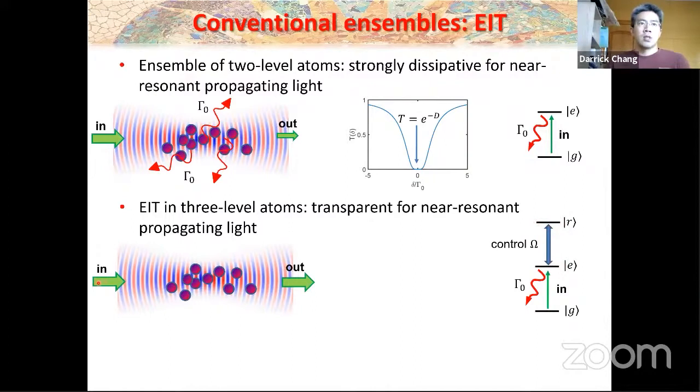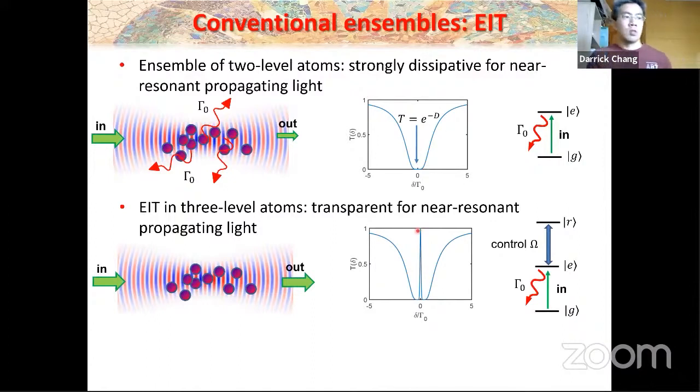So the idea now is that if I send in a near resonant photon, which interacts with this G to E transition, then this strong control field can again siphon away population from this scattering state E into this long-lived state R. And so once I suppress the population in E and this random 4 pi emission of light, then what I find in the transmission spectrum is, in principle, perfect transmission at one particular frequency.